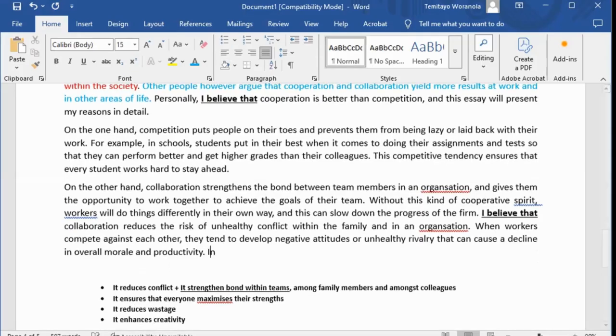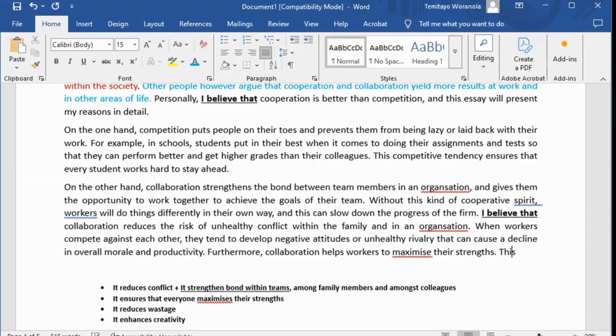Okay? In addition, or let me say, furthermore, collaboration helps workers to maximize their strength.